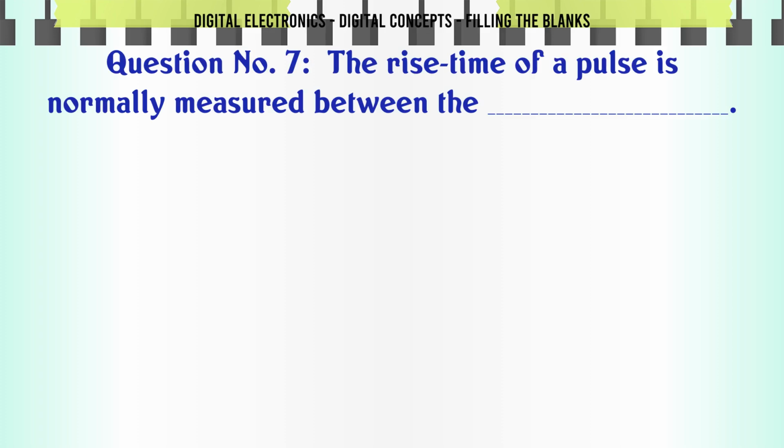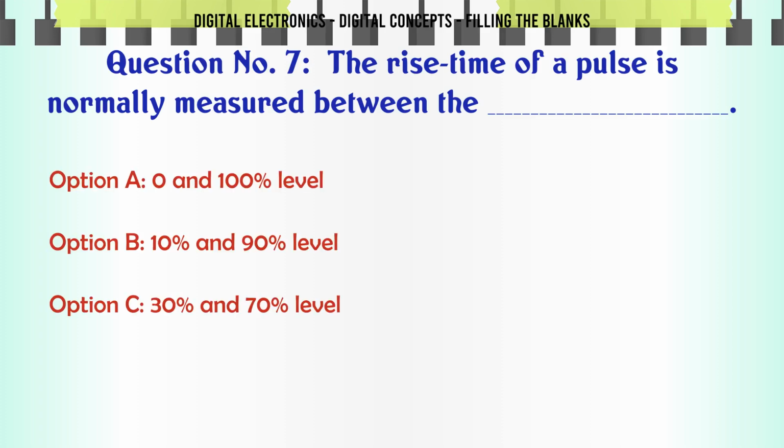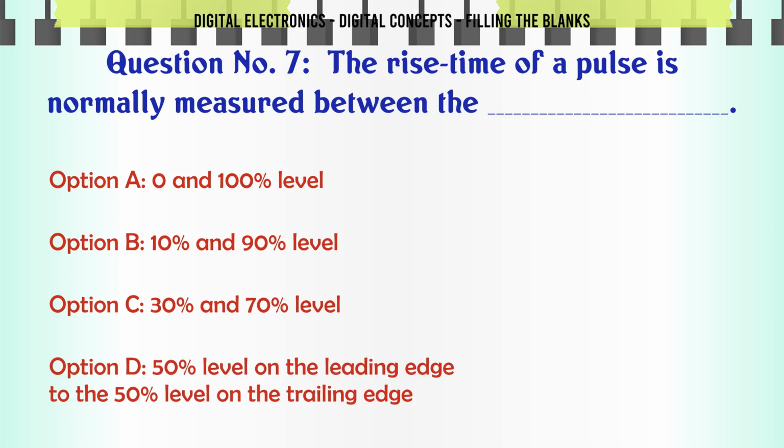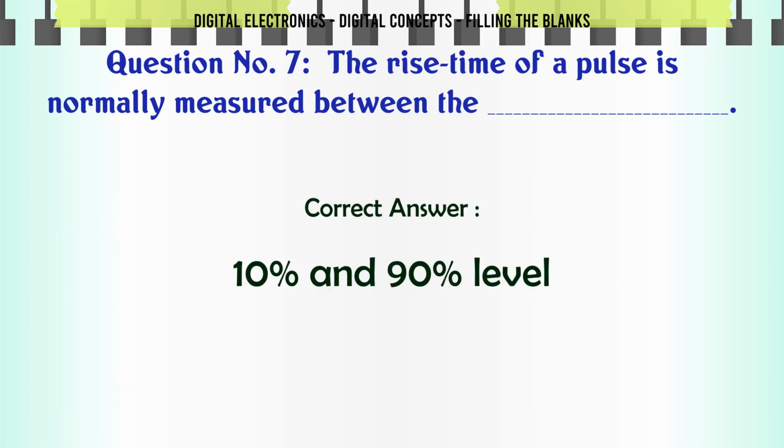The rise time of a pulse is normally measured between the A. 0 and 100 level, B. 10 and 90 level, C. 30 and 70 level, D. 50 level on the leading edge to the 50 level on the trailing edge. The correct answer is 10 and 90 level.